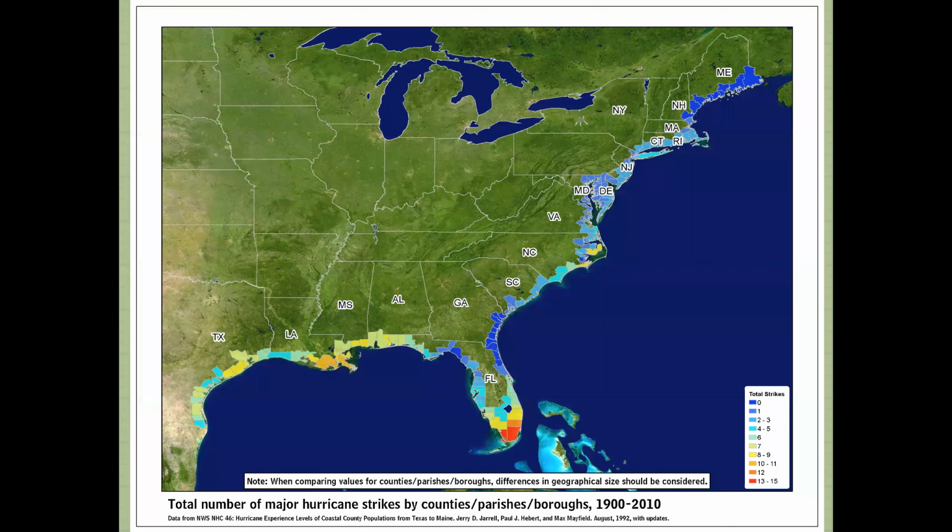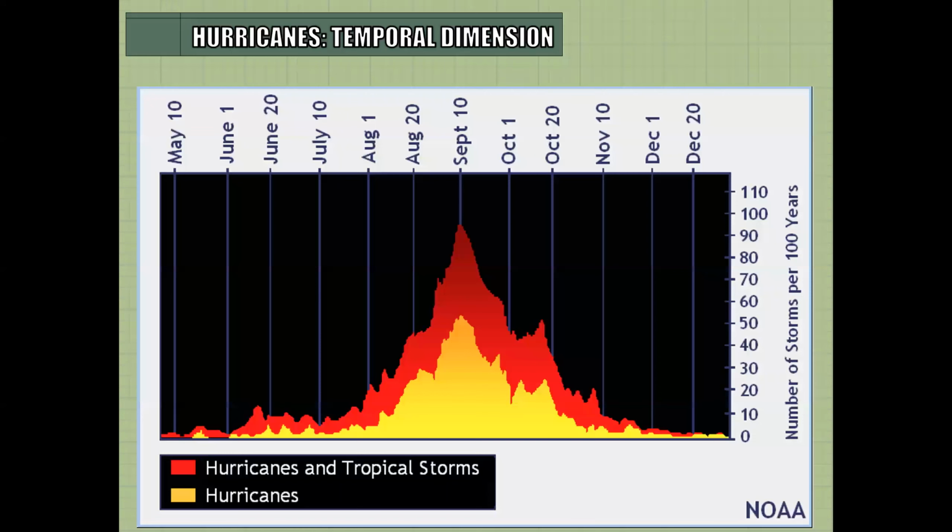Here's where hurricanes tend to be most damaging. And the time of the year, September 9. That's the peak of hurricane season. Why? Because it takes all of May, June, July, and August for the water to heat up to the point where it can then release it in the form of wind and rain.